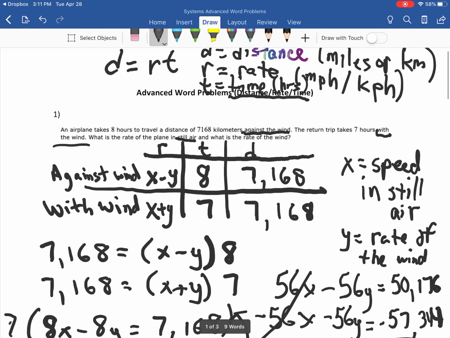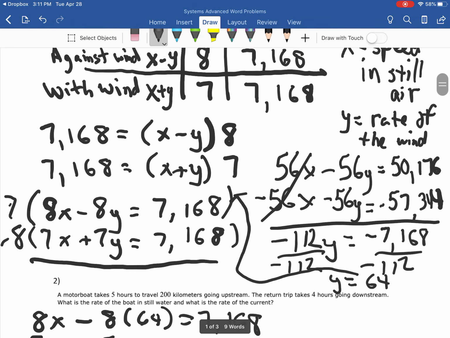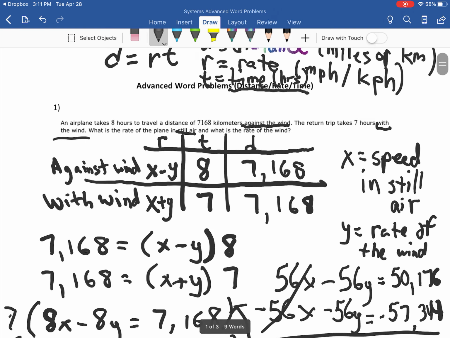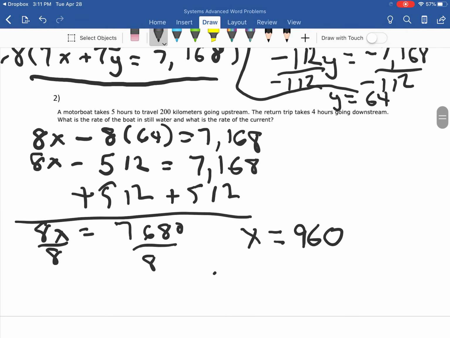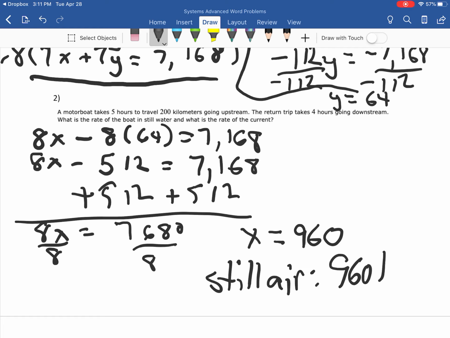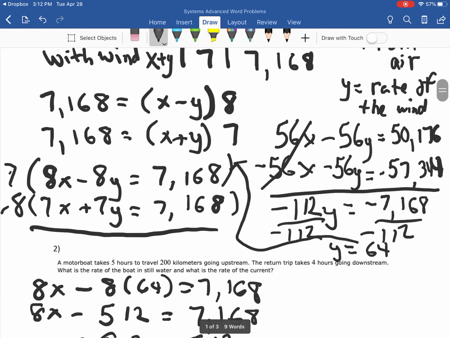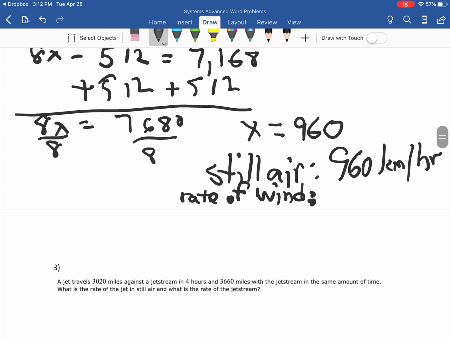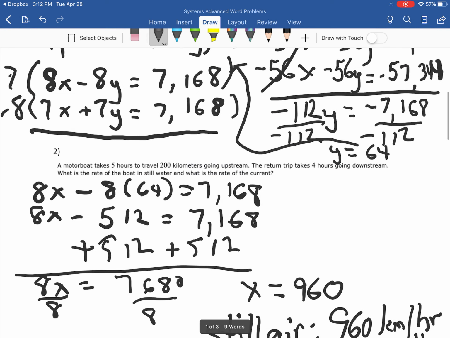Okay, so what this means is, if we look back at what we wrote over here, x is the speed in still air. So still air is 960, and that's in kilometers per hour. And rate of wind, that is y, and we got y is 64 kilometers per hour. So yeah, these are kind of long problems.